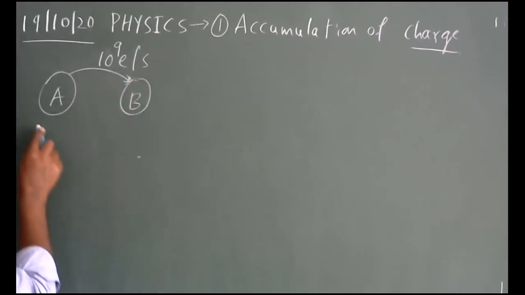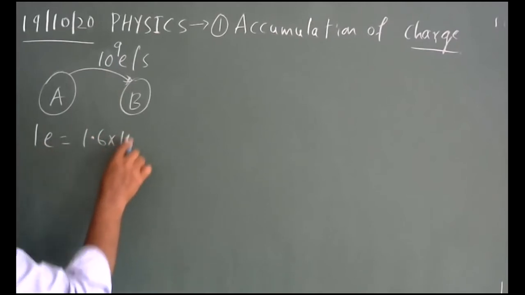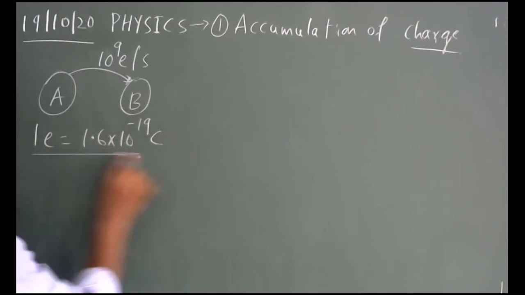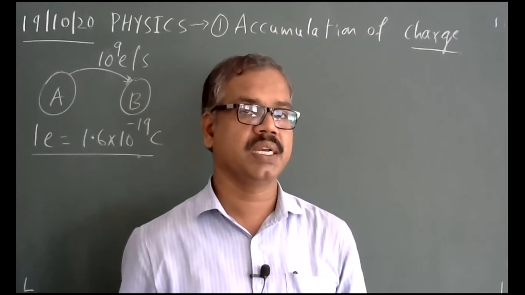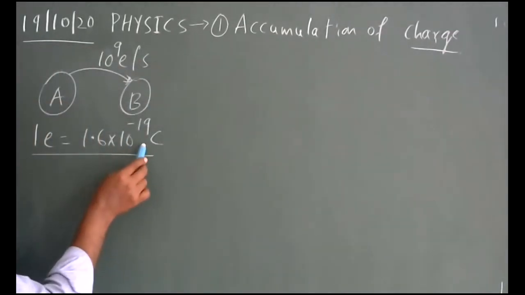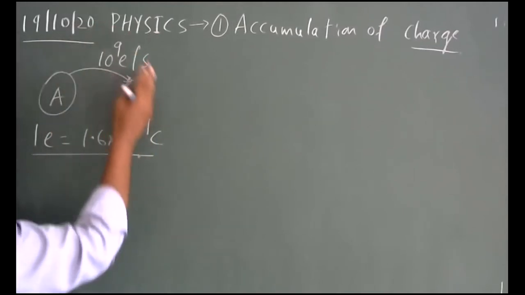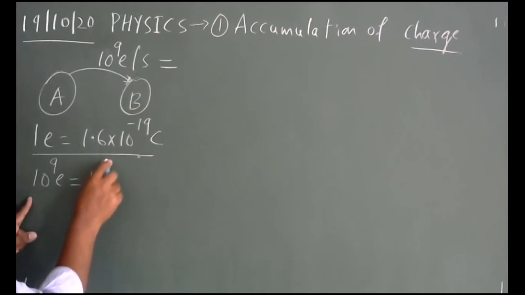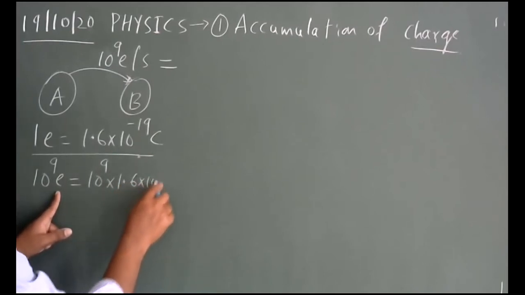Let me first calculate. We know that 1 electron, being a particle, carries a charge of magnitude 1.6 times 10 raised to minus 19 coulomb. I repeat, each electron carries a charge. Charge is a property, 1.6 times 10 raised to minus 19 coulomb. If 10 raised to 9 electrons move from A to B per second, what charge is transferred? I need to put it in terms of charge. So let me calculate. 10 raised to 9 electrons is equivalent to 10 raised to 9 times the electronic charge, so I will write it as 1.6 times 10 raised to minus 19 coulomb.